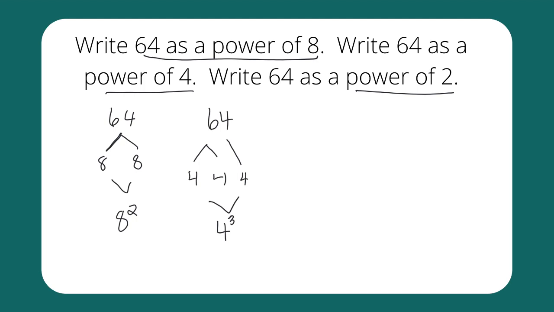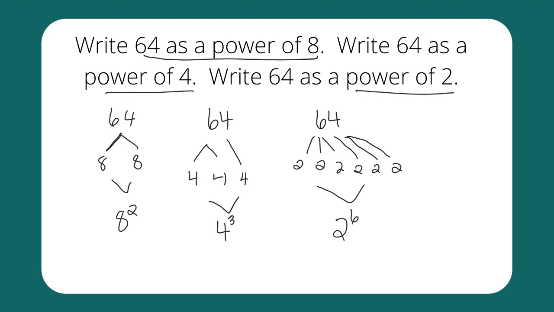Now let's do the same thing with a base of 2. So we'll start with 2 times 2, which is 4, times 2 is 8, times 2 again is 16, 16 times 2 is 32, and times 2 one more time would be 64. So we would need to multiply 2 times itself 6 times in order to get 64. So we have 2 to the 6th power.